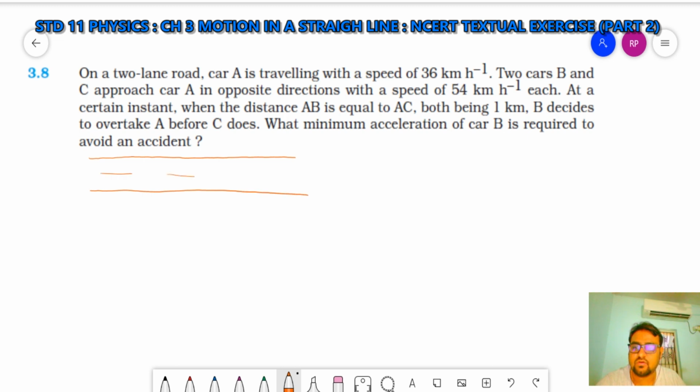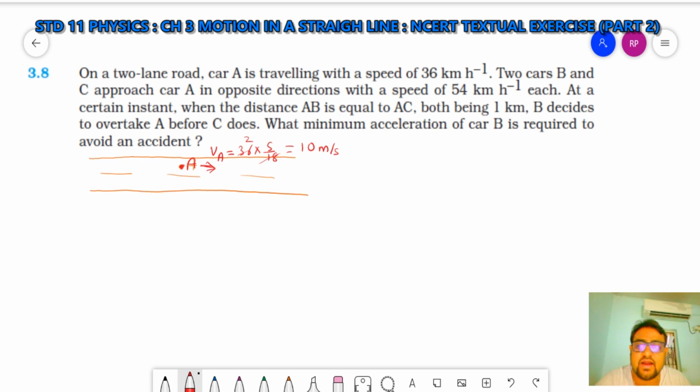Now see car A. Let's say here is car A. What is the speed of car A? V of A is 36 kilometer per hour. So 36 into 5 by 18. That will be equal to 18 ones are 18, 18 twos are 36. So that will be equal to 10 meter per second, moving in this direction.